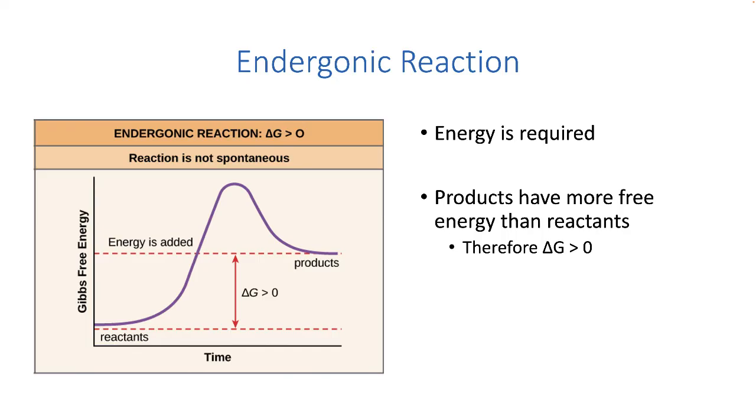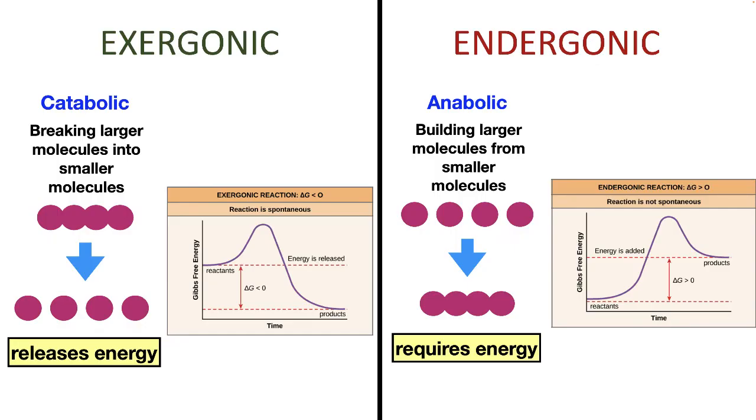Okay, so when we look at chemical reactions, let's tie these concepts together. Anabolic reactions are reactions in which smaller molecules are assembled into larger ones. These reactions are endergonic, meaning they require energy to be added, and their delta G is greater than 0. On the other hand, catabolic reactions are reactions in which larger molecules are broken down into smaller molecules. Because chemical bonds are being broken, these reactions are exergonic, meaning the energy is released and their delta G is less than 0.